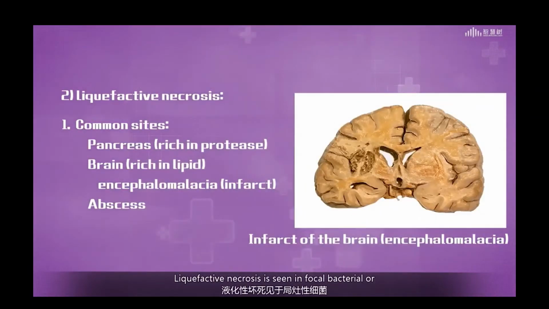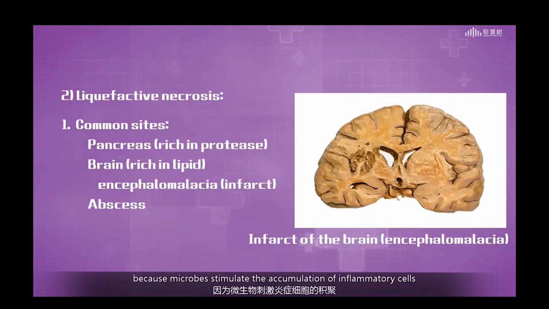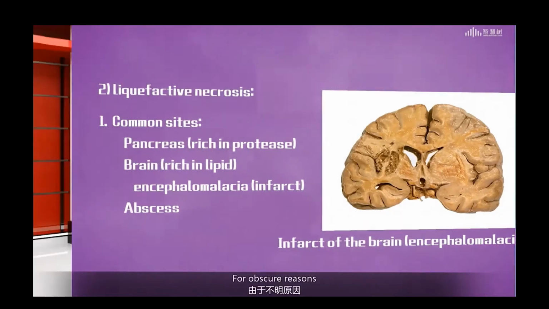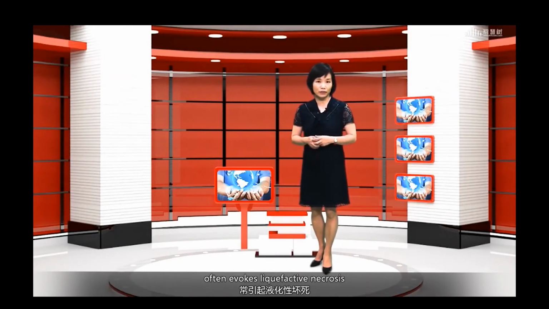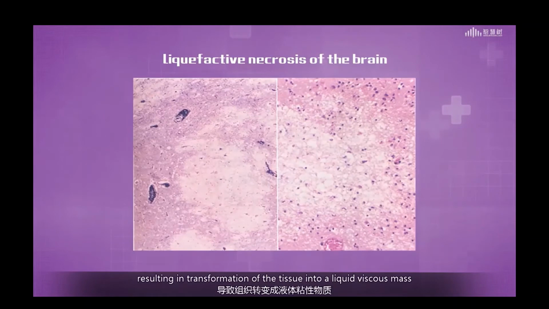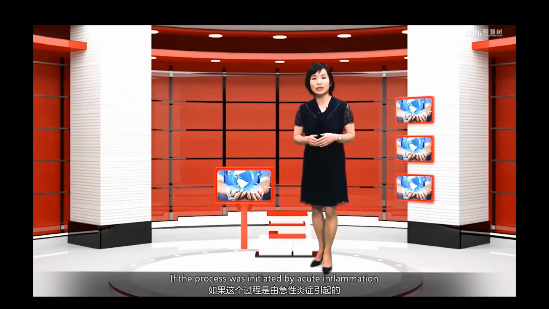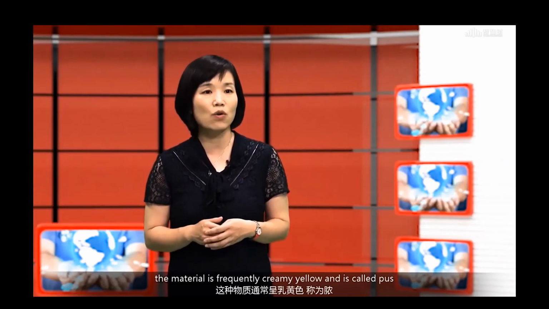Liquefactive necrosis is seen in focal bacterial or occasionally fungal infections, because microbes stimulate the accumulation of inflammatory cells and the enzymes of leukocytes digest the tissue. For obscure reasons, hypoxic death of cells within the central nervous system often evokes liquefactive necrosis. Liquefaction completely digests the dead cells, resulting in the transformation of the tissue into a liquid viscous mass. If the process was initiated by acute inflammation, the material is frequently creamy yellow and is called pus.